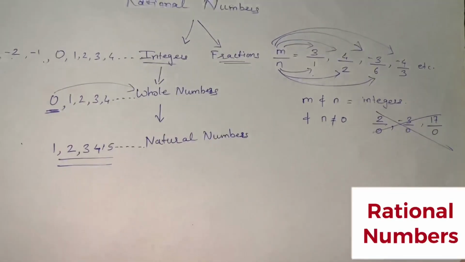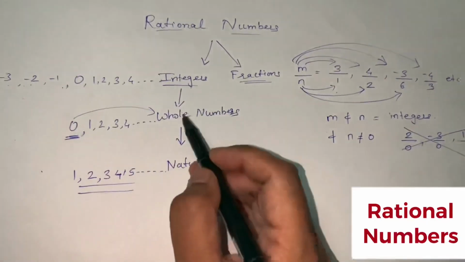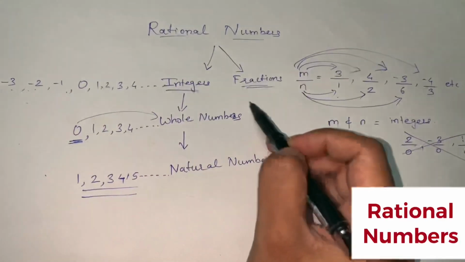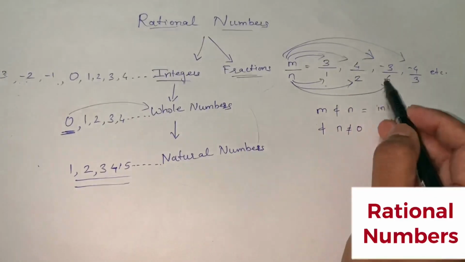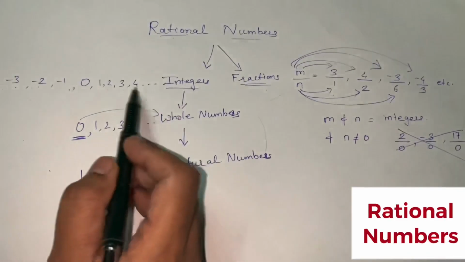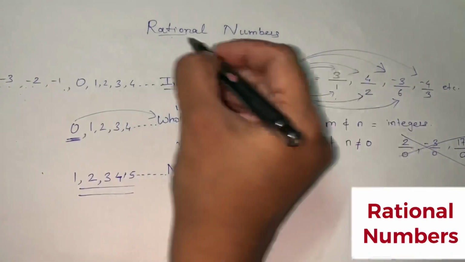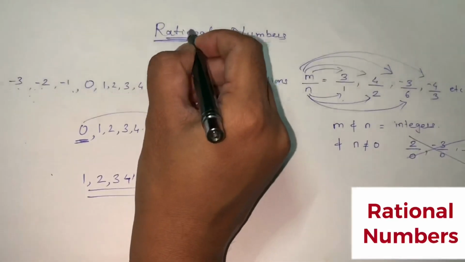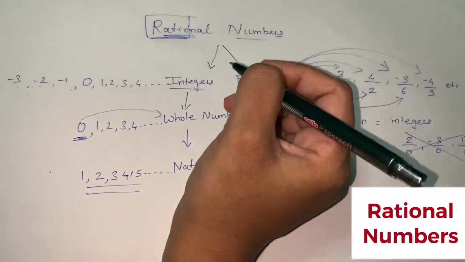So till now what we have studied about rational numbers, that in rational numbers we have all these numbers come under rational numbers. These are all rational numbers. Fractions, integers, whole numbers, all these numbers are rational numbers. Now if you see in the rational word, you can see a ratio hidden in it. So rational numbers means those numbers which you can write in the form of ratio.